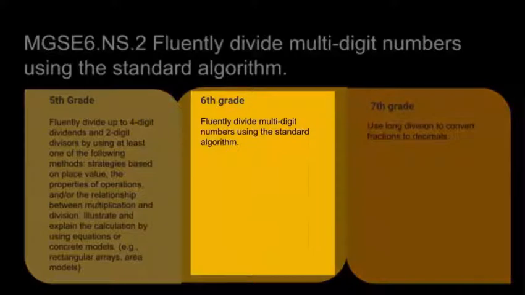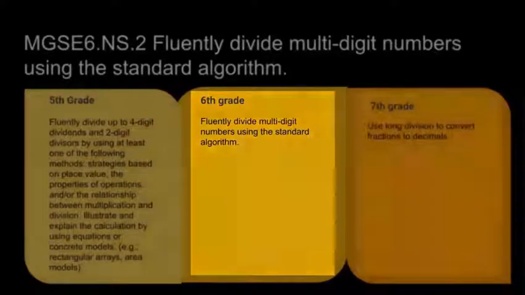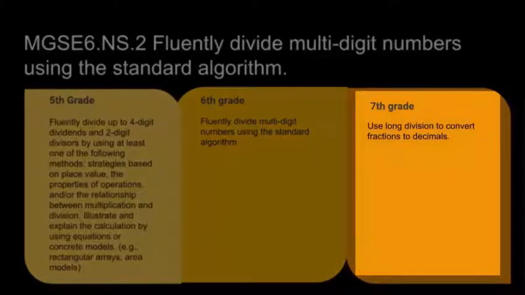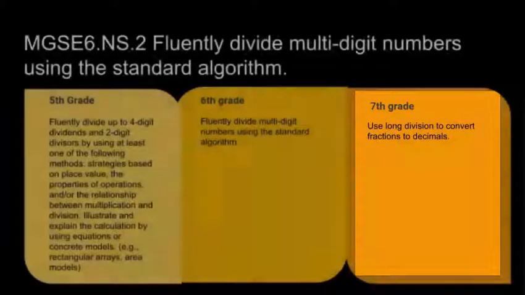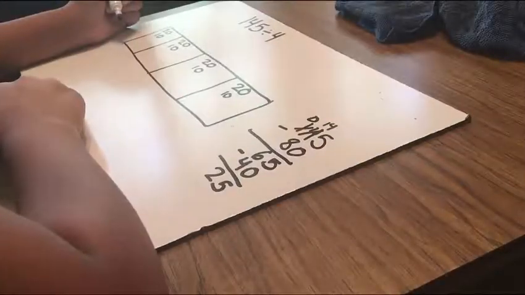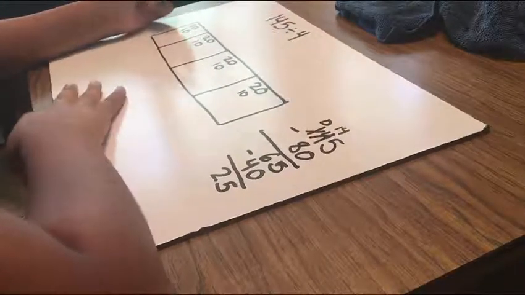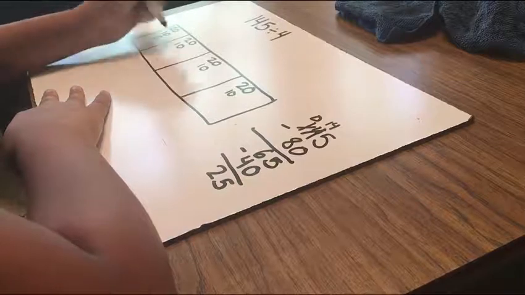In 6th grade, students fluently divide multi-digit numbers using the standard algorithm. And in 7th grade, students use long division to convert fractions to decimals. These students are using bar models to solve 145 divided by 4.